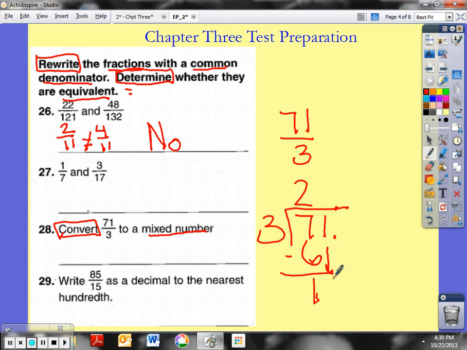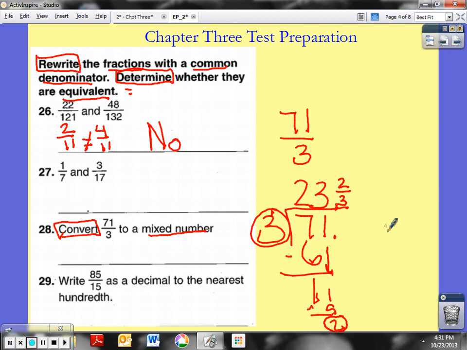1. Bring down a 1. 3 goes into 11 3 times. That gives me a 9, I believe. Subtract. That is 2. Okay, now, when I'm converting to a mixed number, I don't need to bring down zeros, because this becomes my numerator and the divisor becomes my denominator. So I have 23 and 2/3.